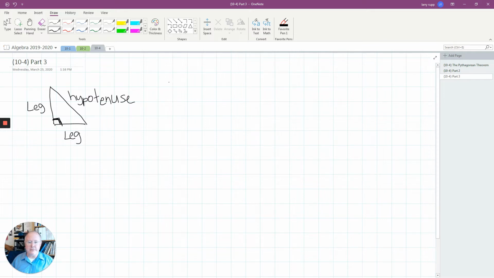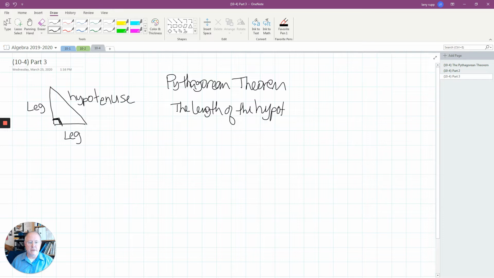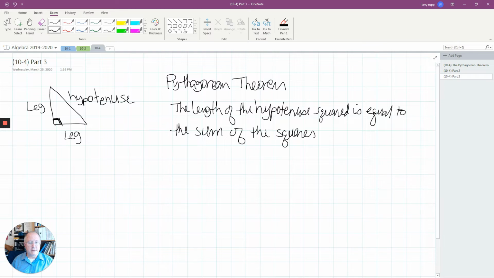So the Pythagorean Theorem, in words, says this: the length of the hypotenuse squared is equal to the sum of the squares of the legs. That's what the Pythagorean theorem is saying.